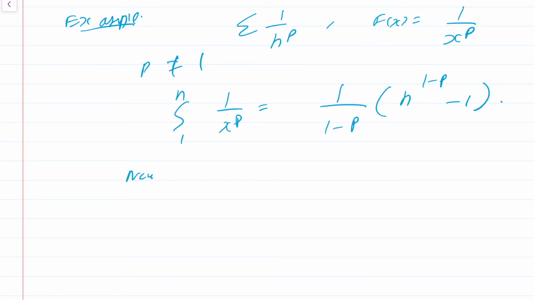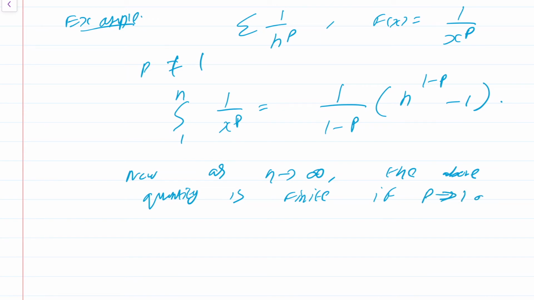Now, as n approaches infinity, the above quantity is finite if p is greater than 1, and infinite if p is less than 1. That immediately gives that when p is greater than 1, the series converges by the integral test, and when p is less than 1, we immediately get that the series diverges. Of course, for the p equal to 1 case, we have to do a special argument which we have already done in an earlier chapter to show that the series summation 1 by n diverges. So we were able to show, except for the p equal to 1 case, whether summation 1 by n power p converges or diverges pretty easily using the integral test.